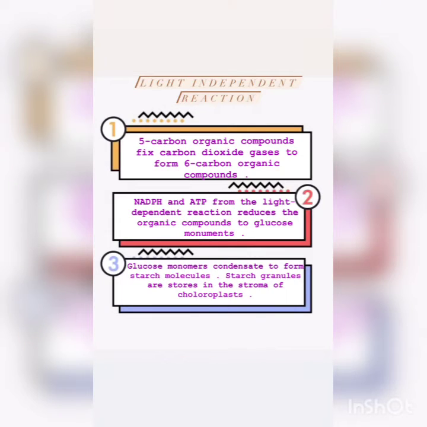Light-independent reactions. First, 5 carbon organic compounds fix carbon dioxide gases to form 6 carbon organic compounds. NADPH and ATP from the light-dependent reaction reduce the organic compounds to glucose monomers. Glucose monomers condense to form starch molecules. Starch granules are stored in the stroma of chloroplast.